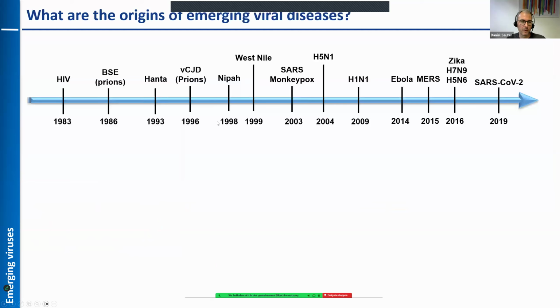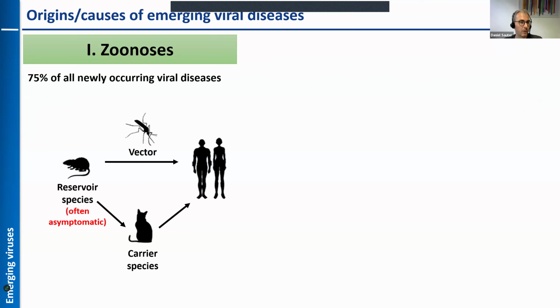So let's go back to this timeline here. If you have a look at all these examples, so it's mostly viruses, and if you think about the origin, so I'm not talking about the geographic origin, but the origin of the virus. So where does the virus come from? How did it actually enter the human population in all these cases? So what do these viruses have in common regarding their origin? And the answer is that all of them are actually zoonotic viruses.